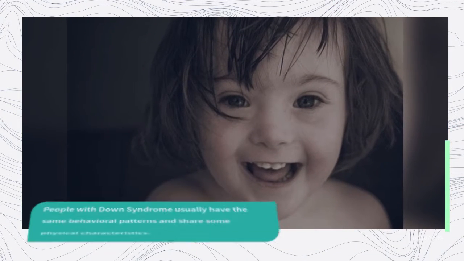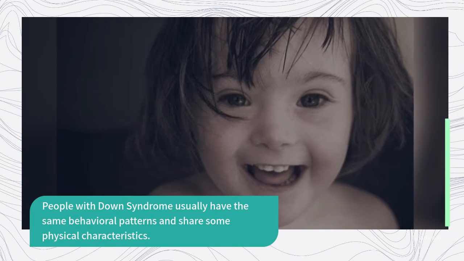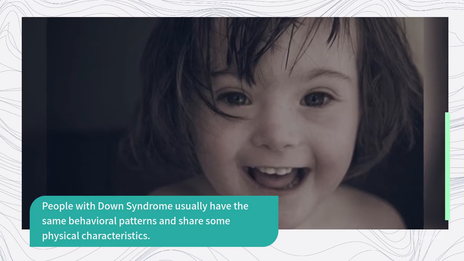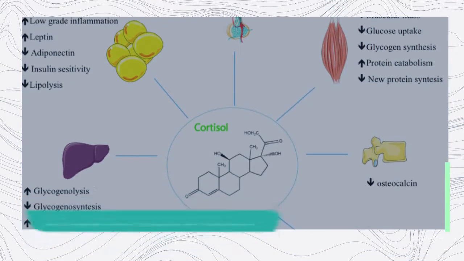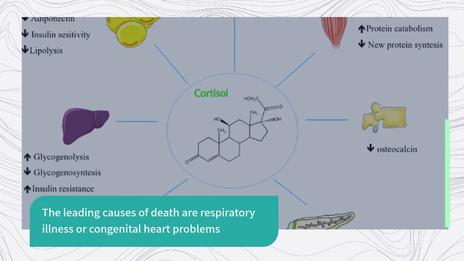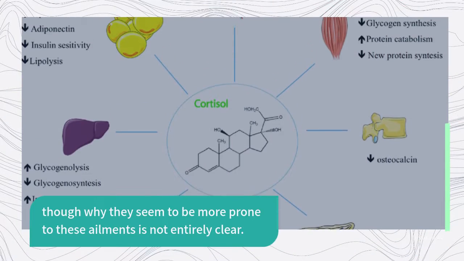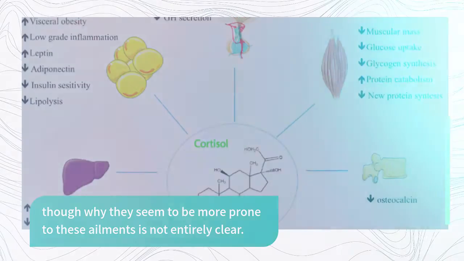People with Down syndrome usually have the same behavioral patterns and share some physical characteristics. The leading causes of death are respiratory illness or congenital heart problems, though why they seem to be more prone to these ailments is not entirely clear.